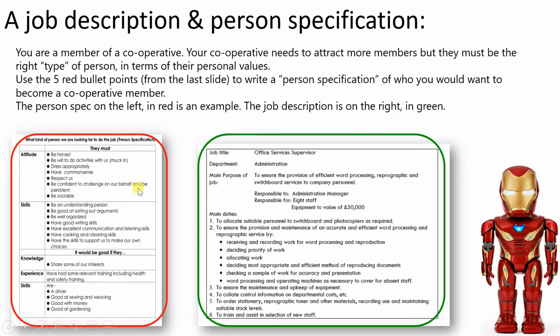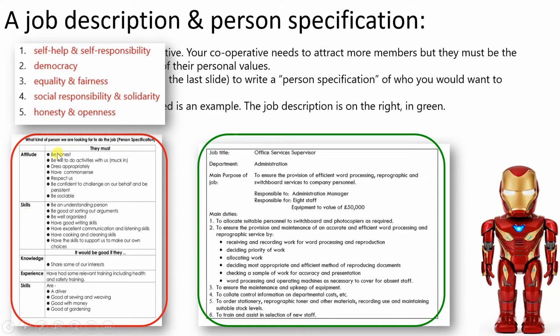So let's look at the red person spec on the left first. If you see the headings, we've got attitude, skills, knowledge, experience, skills. There's a lot about attitude and skills. If we go back to the 5 bullet points from the last slide, we're looking at self-help, self-responsibility, democracy, equality and fairness, social responsibility and solidarity, honesty and openness. That's very, very much in terms of talking about someone's attitude.